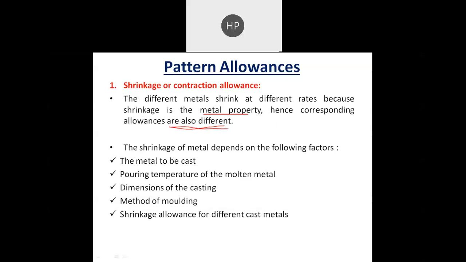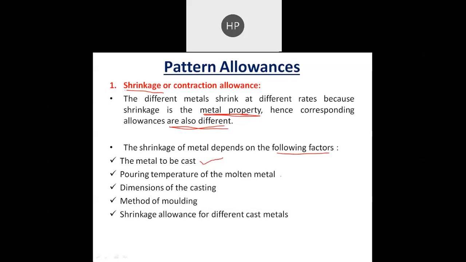The shrinkage of metal depends upon the following factors. Which are the factors on which the shrinkage depends? First is the metal to be cast. Which metal are we going to cast? Either some ferrous material or some non-ferrous material. Based on that, its shrinkage will be different. As we talked about earlier, it is the metal property. That's why the first and important factor for shrinkage is which material we are going to cast.